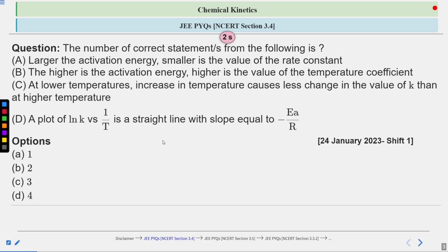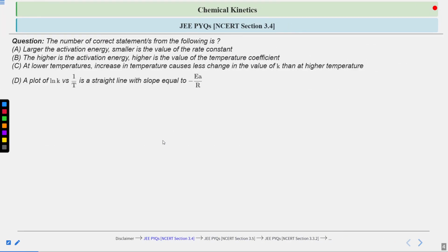Okay, so let's see. According to this given question, the correct answer is option C, that is 3.